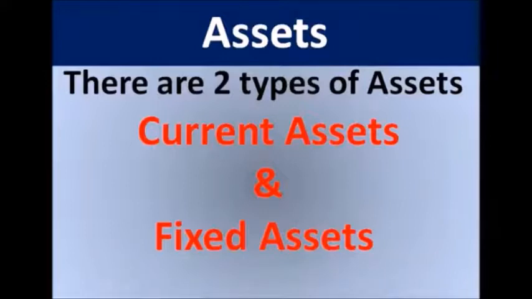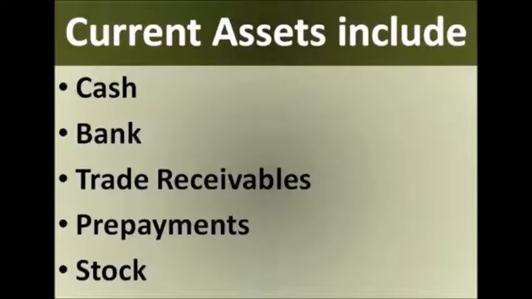Current assets include cash. It's just a simple example which I'm sharing here. Current assets can be your cash, your bank, your trade receivables, your prepayments, and your stock. Let's talk about what trade receivables are. Trade receivables, you may also call it accounts receivable. They are actually the goods that you sell to your customer on a credit basis.